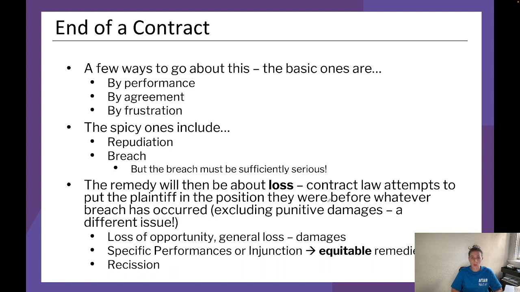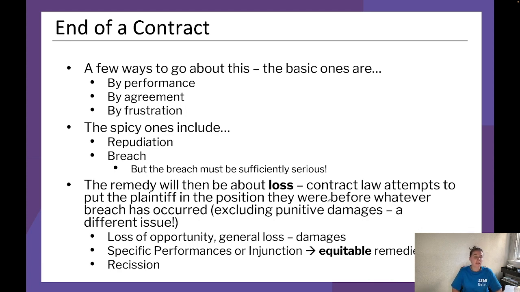For a contract to end, we have some basic ones. Performance. Hey, I hired you to mow my lawn, you mowed my lawn, sick, the contract's over. By agreement, you're going to mow my lawn 4 times. Okay, 4 times have passed, contract's over.